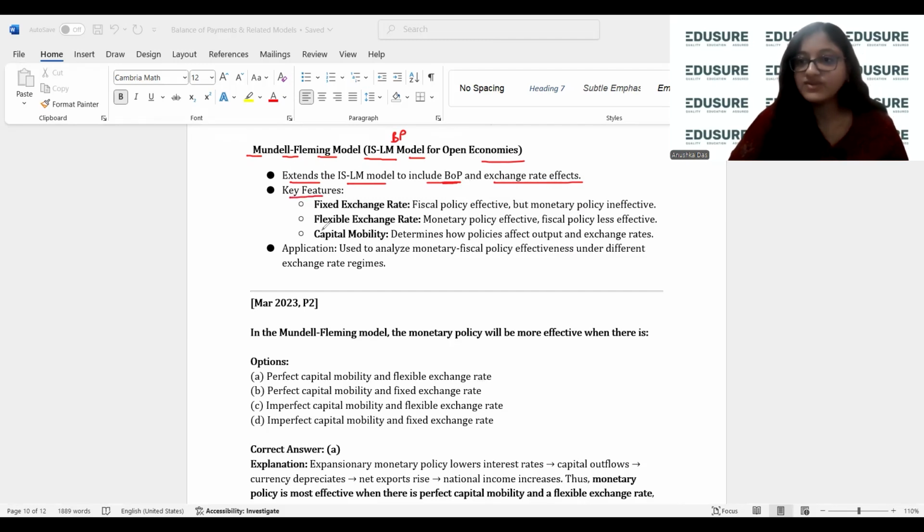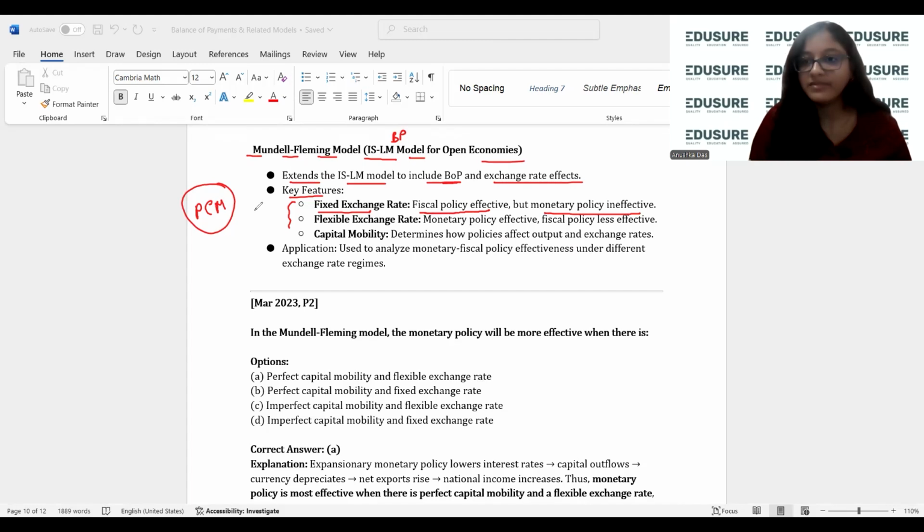So what are the key features? What are the key outcomes? Questions will come from these lines. If there is a fixed exchange rate and perfect capital mobility is also there, then fiscal policy will be effective, but monetary policy will be ineffective. In the Mundell-Fleming model, we are assuming perfect capital mobility. This has to hold for all these outcomes. Perfect capital mobility means your capital can move from one direction to the other without any sort of restriction.